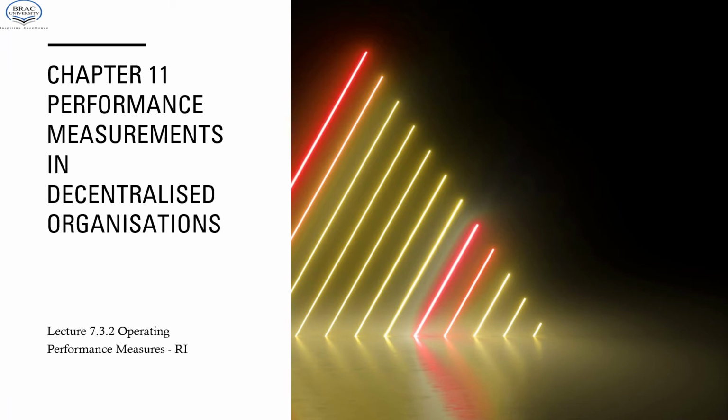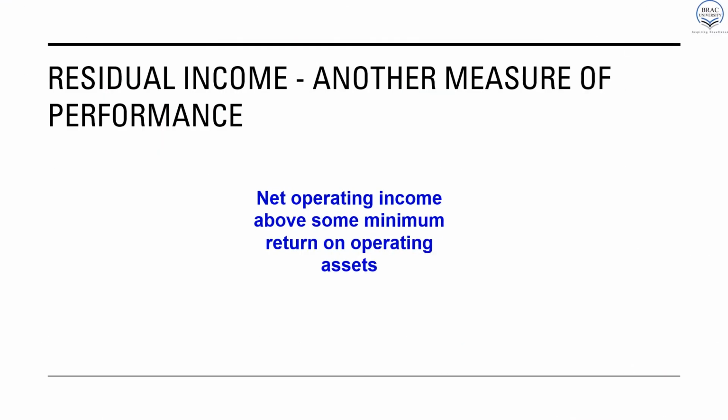Okay, let's now look at RI, residual income. So what is residual income? Residual income is net operating income above some minimum return on operating assets. So you're considering at least some threshold to evaluate performance based on the net operating income. There will be some minimum return on operating assets above which net operating income is measured.